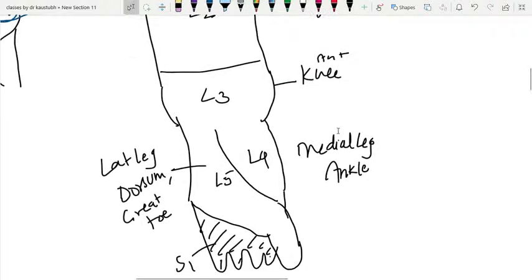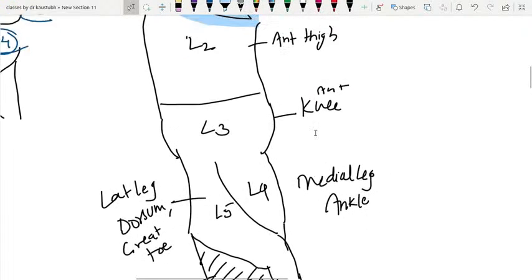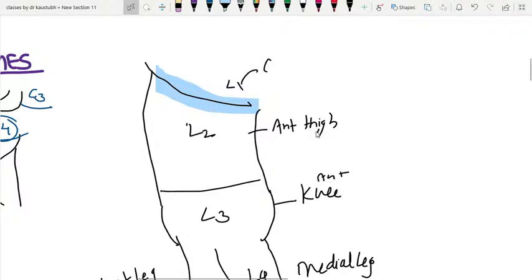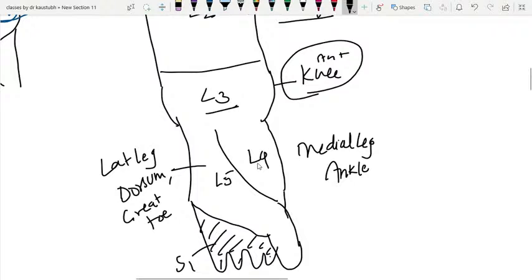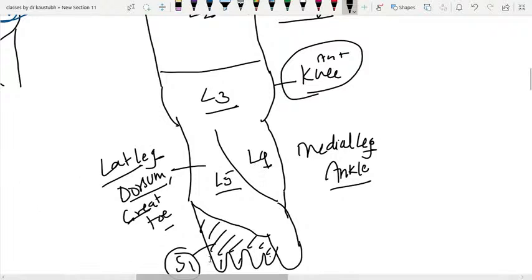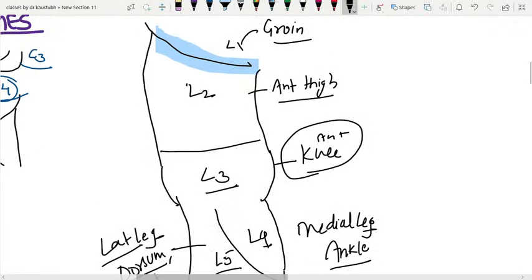I know it's going a bit up, let me revise you, it's very simple to understand. Groin region is L1, anterior thigh is L2, anterior aspect of knee is L3, medial aspect of the leg as well as the medial aspect of the ankle will become L4. The lateral aspect of the leg and the ankle, dorsum and the great toe becomes L5, and the remaining part of the toes will become S1. It's that simple. These are the only dermatomes that we need to basically understand.